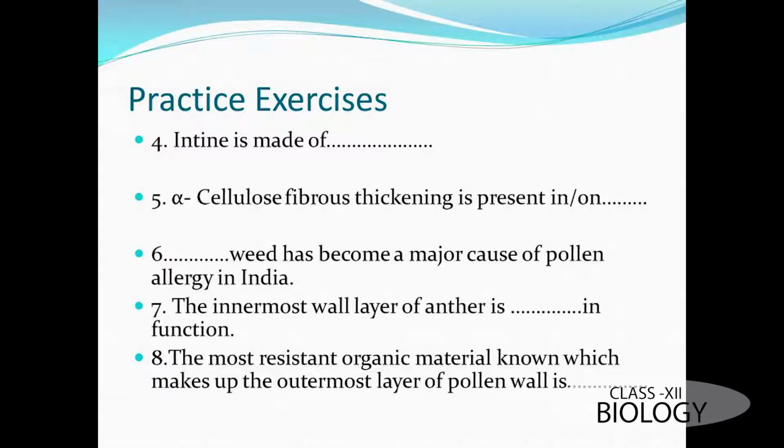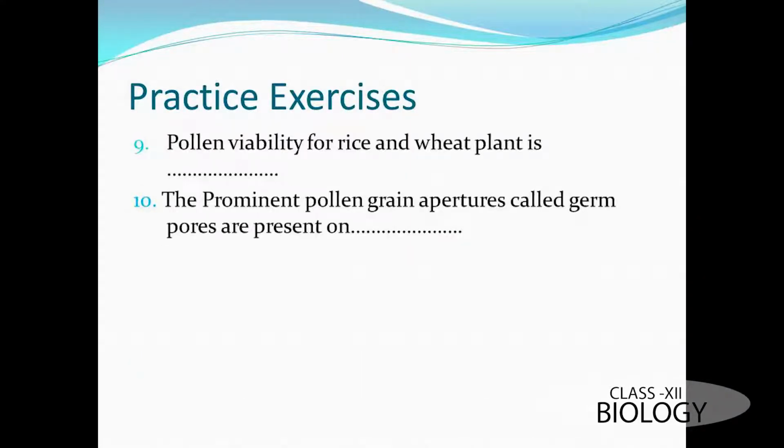The most resistant organic material known, which makes up the outermost layer of pollen wall, is dash. Pollen viability for rice and wheat plant is dash. And the prominent pollen grain apertures called germ pores are present on dash.